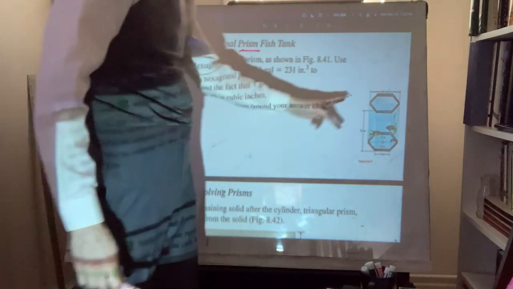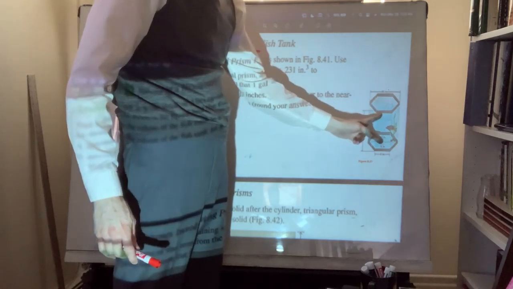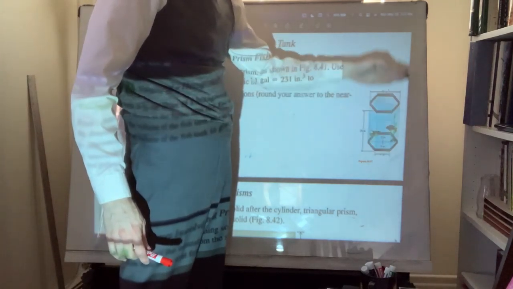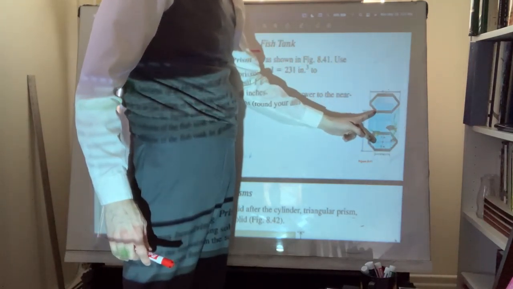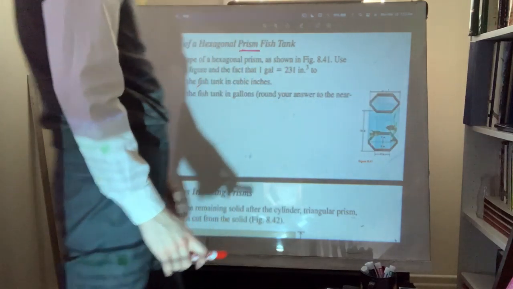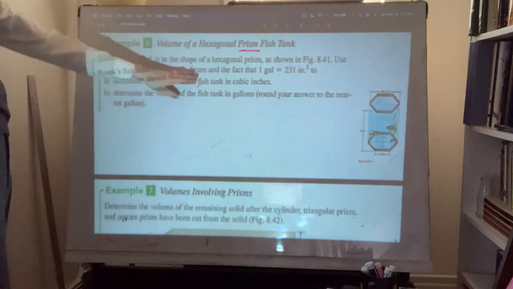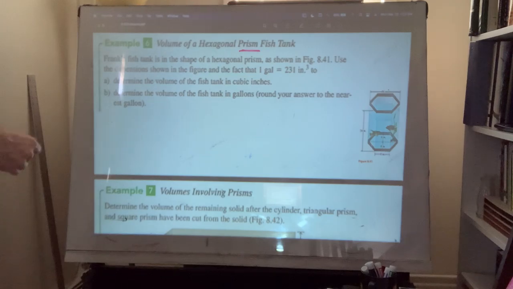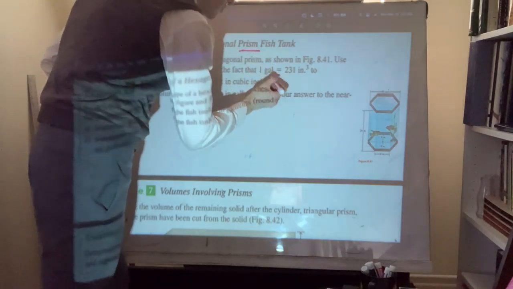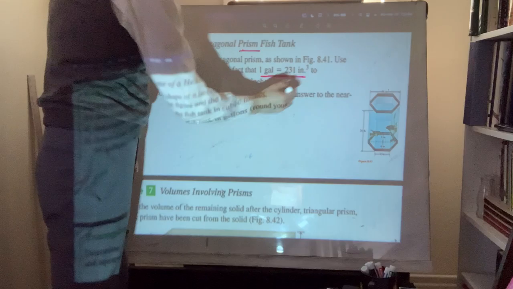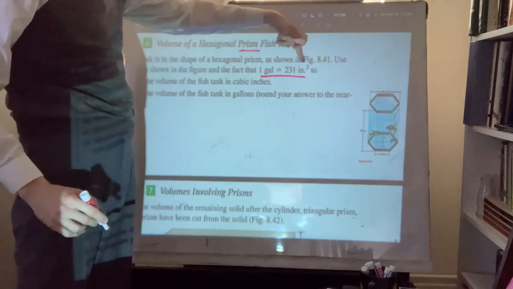And the lateral faces, which are the adjacent sides that run parallel to each other, are rectangles in this case, rather than a general parallelogram. All right. Frank's fish tank is in the shape of a hexagonal prism. Use the dimensions shown in the figure, and the fact that here's a conversion factor: 1 gallon is 231 inches cubed.